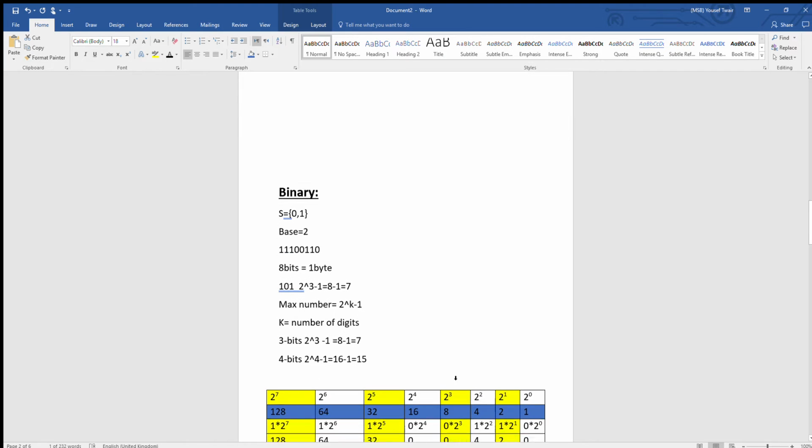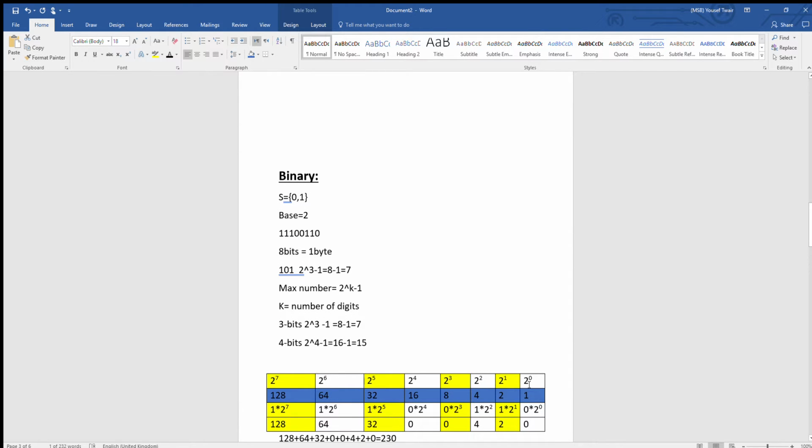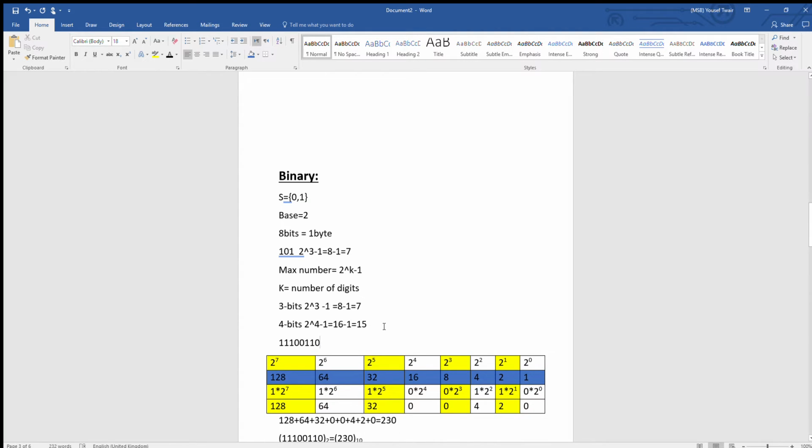Here I will put the base again. In case of binary, I put the base to the power of the position of the bit. So the first bit is times 2 to the power 0. Here the second digit is times 2 to the power 1. The third digit times 2 to the power 2. And so on.